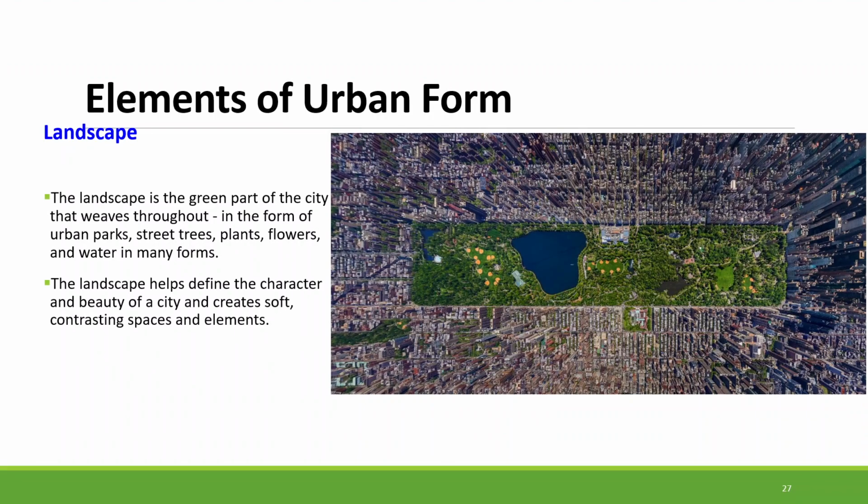Then there is the landscape, the open areas, the green areas, which might influence your urban form. This is a picture of New York City's Central Park, and if anyone sees this picture, they can easily recognize that this city is New York. So different types of buildings, landscapes, and street patterns can help in identifying different cities.